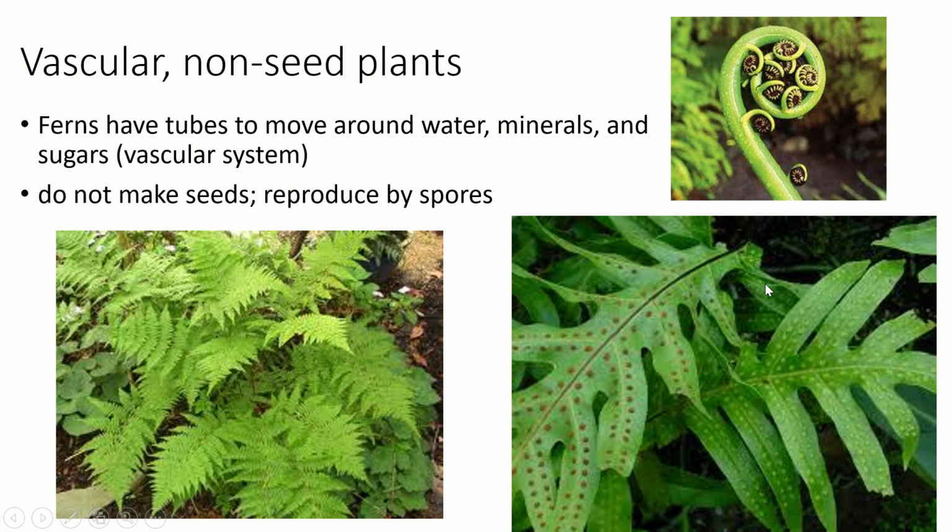The next group are vascular nonseed plants. And these were the next group of plants to evolve. So they do have a vascular system. They have a set of tubes that move water, minerals, and sugars through the plant. They don't make seeds. They make spores. And the main group of vascular nonseed plants are the ferns that have these big, long, beautiful fronds.